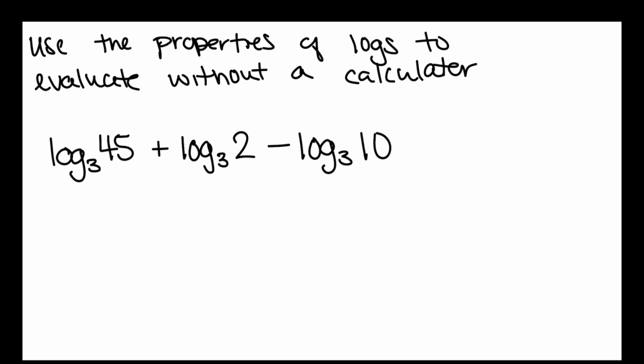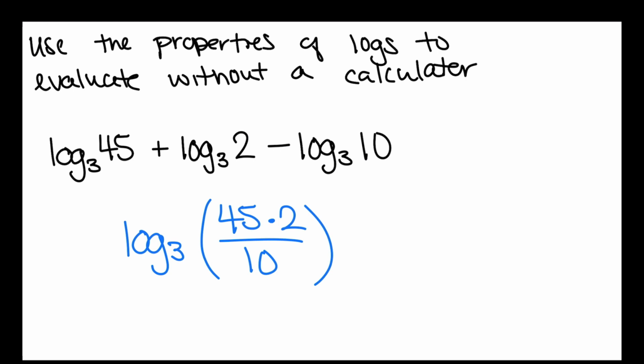The properties of logs can also help us evaluate expressions that we wouldn't be able to do otherwise without a calculator. For example, let's take a look at log base 3 of 45 plus log base 3 of 2 minus log base 3 of 10. I don't know what each of these individual logs are, and I would need to use a calculator to compute them. However, notice that we have the same base for all of our logs, and we have a sum and difference of logs. So we can rewrite this as log base 3 of 45 times 2.